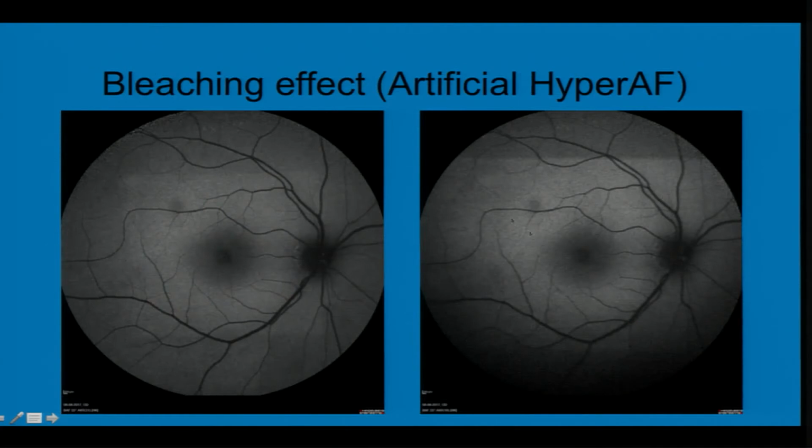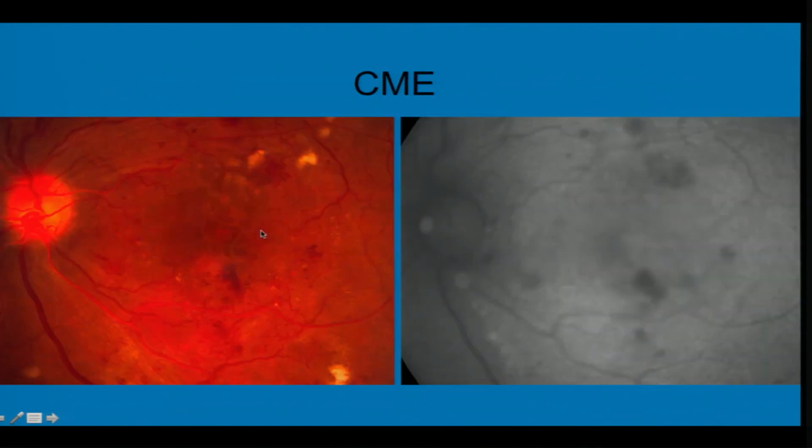We can have a bleaching effect. If you take the images again and again, the fluorescence can change. Just to give you an example, the central image was taken using a 30-degree lens, which is a square image, and then a 50-degree field. We can see the central part appears hyper. Actually, it is not hyper. This is just the bleaching effect of the previous image.